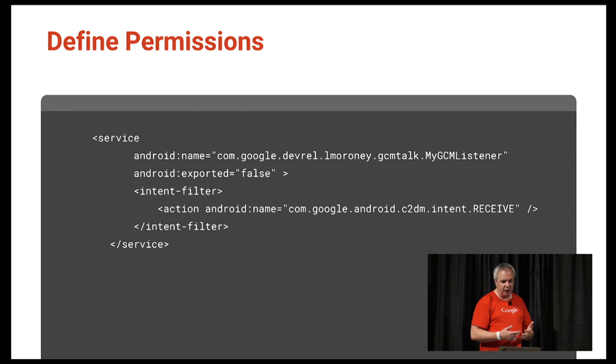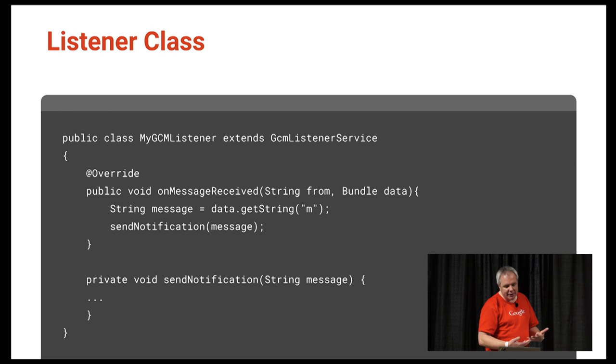This service, you're just going to define it. My application was called com.google.devrel.almoroney.gcmtalk, and I put a class in there called mygcmlistener, and I just had to set that up as a service with an intent filter specifying that it's going to be received. And here's what the listener class would look like.